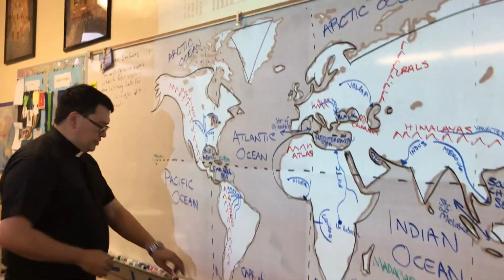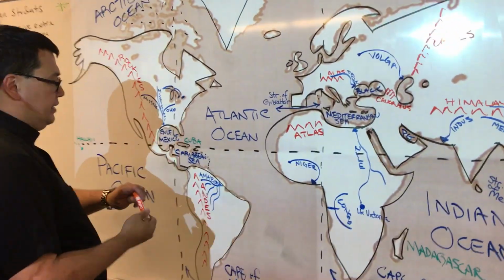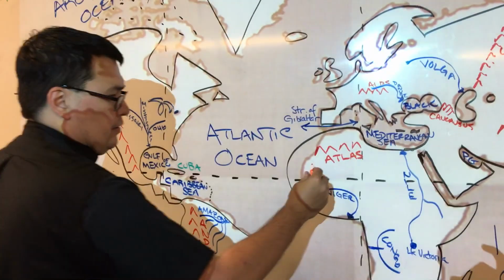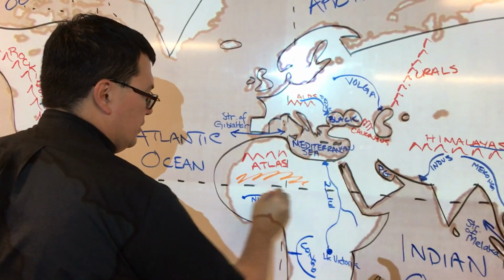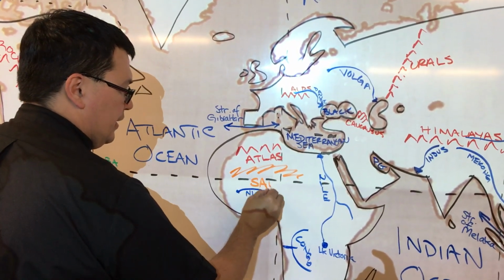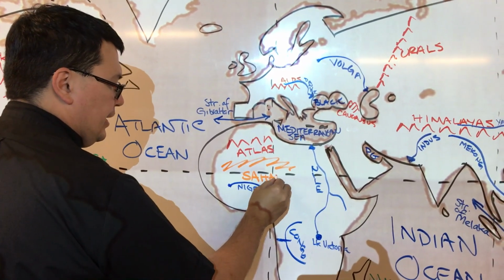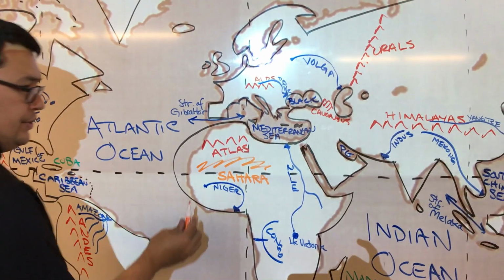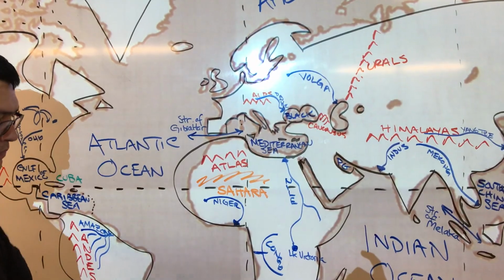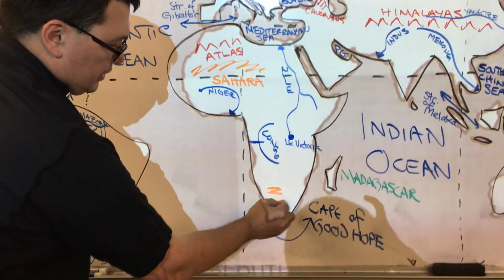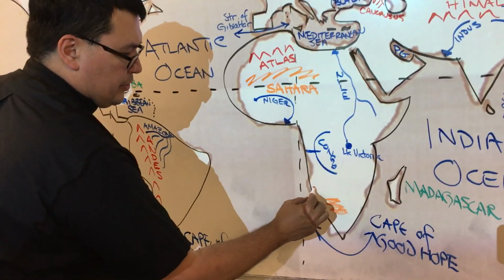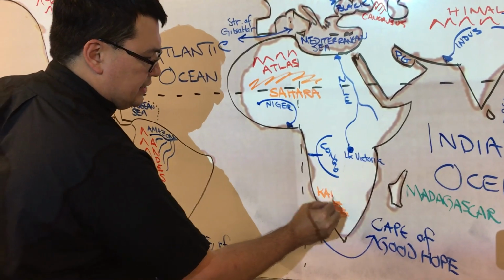A few deserts to know about. The deserts are going to be in orange. Here in the north of Africa, this is the Sahara, S-A-H-A-R-A, the Sahara Desert here in North Africa. In southern Africa, we have the home of the Bushmen. This is the Kalahari.